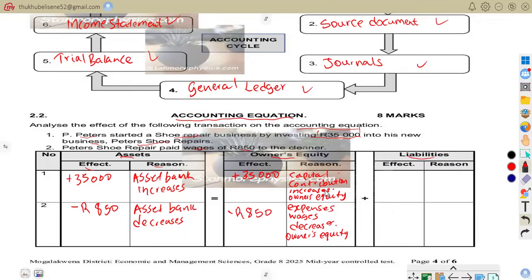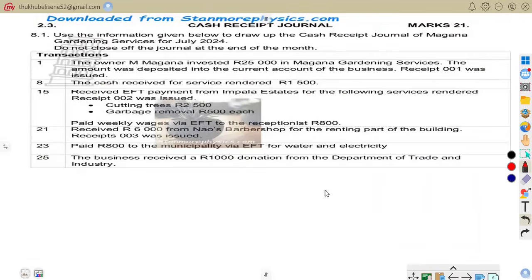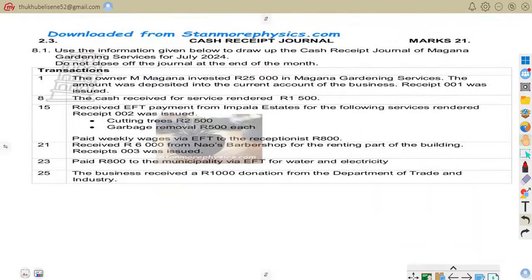Now let us go to 2.3. We are on 2.3 right now. That is the cash receipts journal. 2.3 is about the cash receipts journal. That is 21 marks that you are to get.